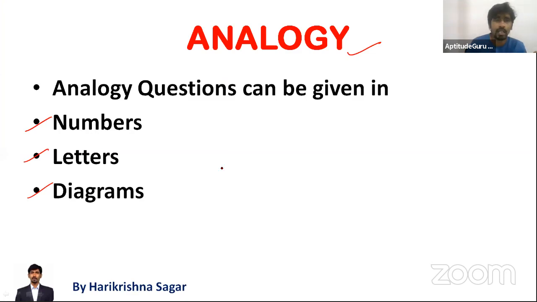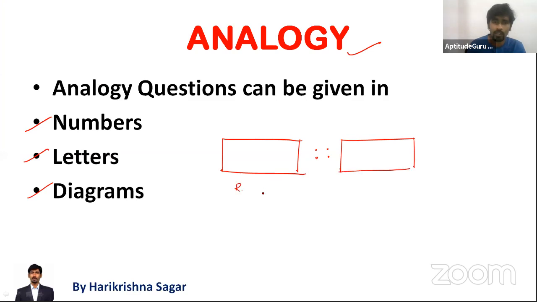So basically, analogy questions are given in such a way that you're going to see two pairs. The first pair we can call a reference pair, and the second pair is called an unknown pair. So use the reference pair.